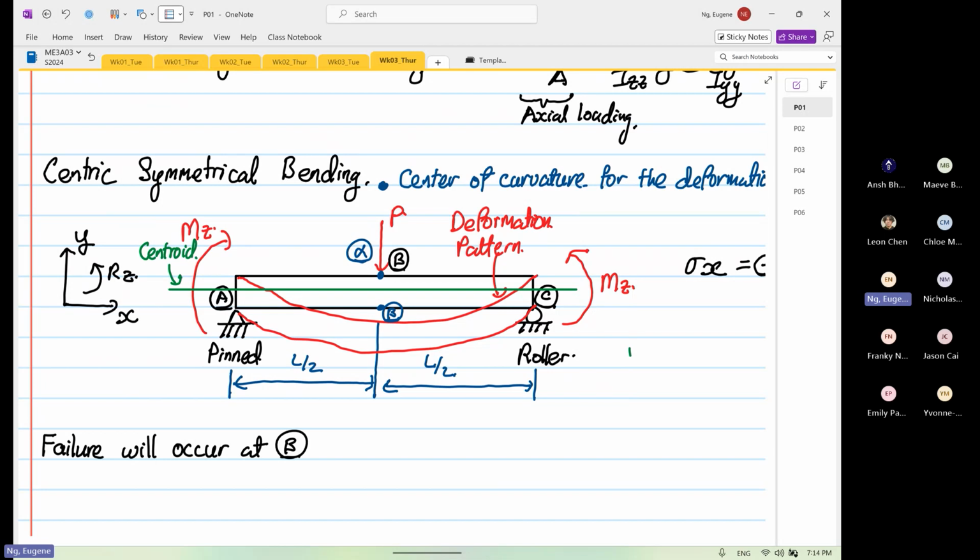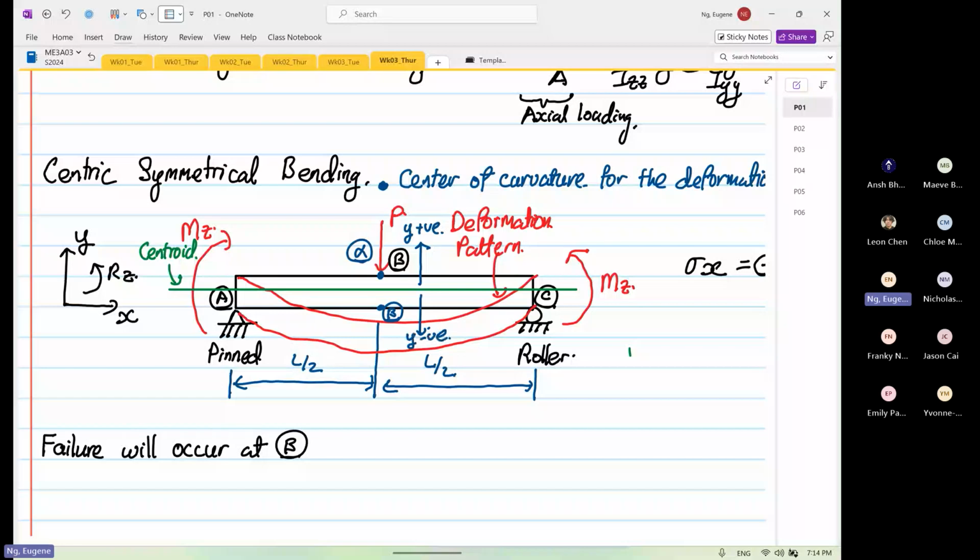Relative to the center of curvature, any point above the centroid, towards the center of curvature, y is positive. Away from the centroid, or away from the center of curvature, y is what? Negative. Right? So why do we do that?